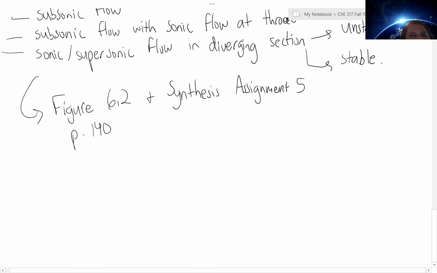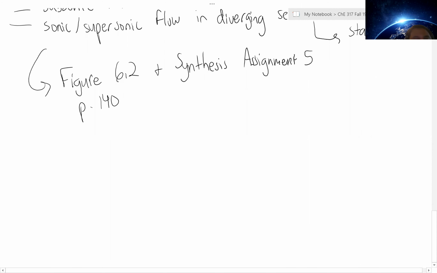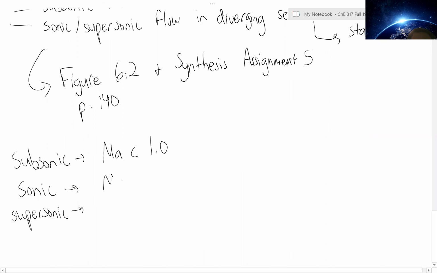Also, I don't think I explained to you guys, but just so everybody's on the same page, I assume most, if not all of you, understand the difference between sonic, subsonic, and supersonic flow. But just so everybody's on the same page: subsonic is when the Mach number is less than 1. Sonic flow is when the Mach number is 1. And supersonic flow is when the Mach number is greater than 1.